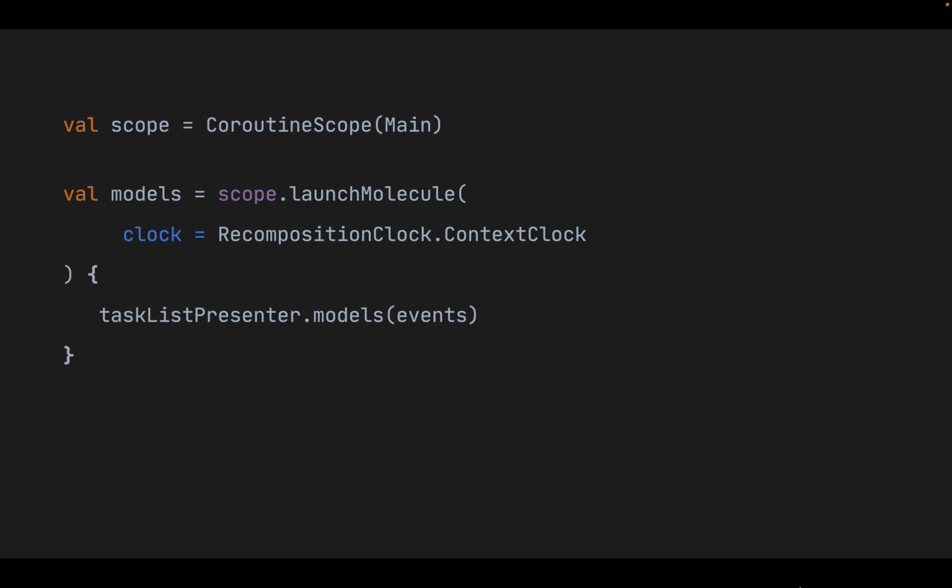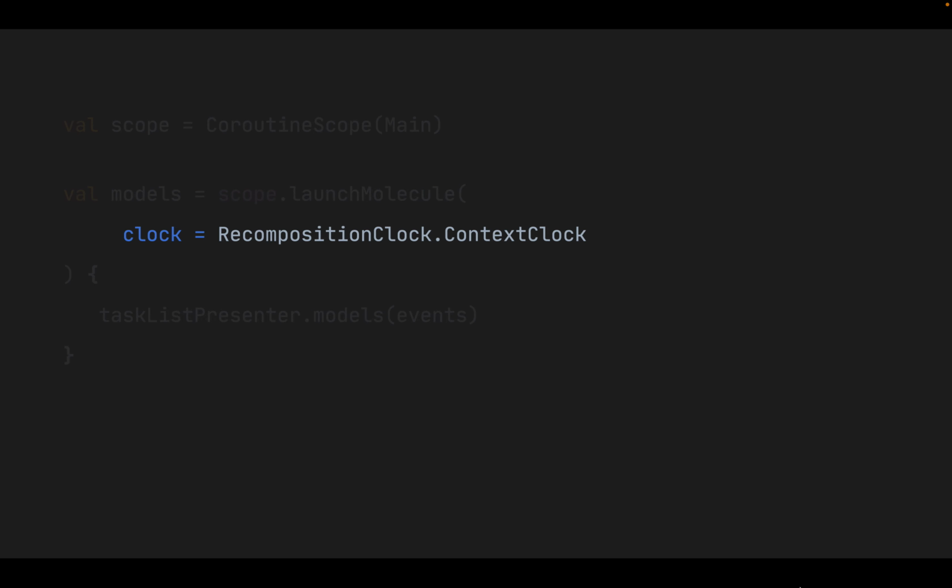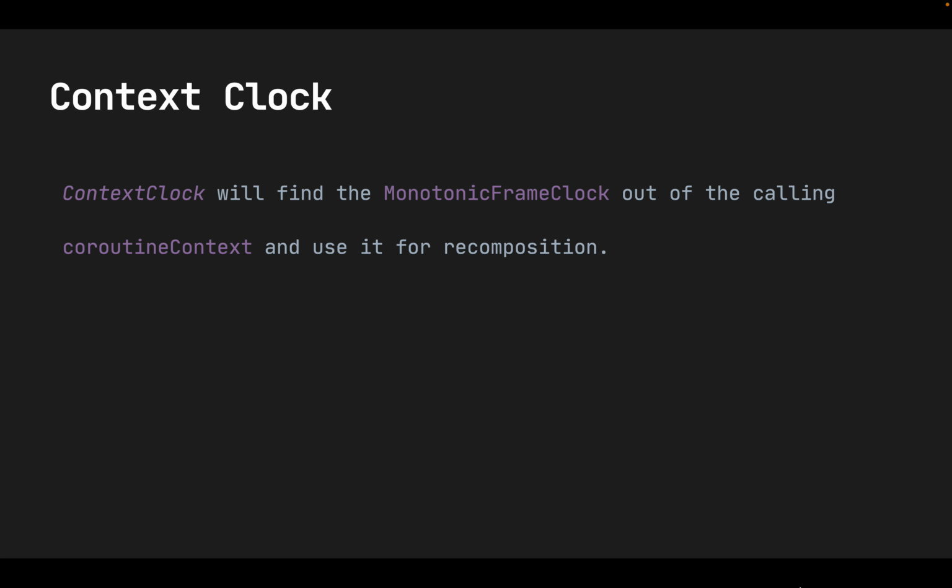When we look at this closely, you'll see that when you launch a molecule, you provide a recomposition clock. And what I'm providing here is a context clock. What this means is that we're saying you should find the monatomic frame clock out of the calling coroutine context and use it for recomposition. So if you think about it, what is the monatomic frame clock that was added? As you saw in the previous code, there was an Android UI dispatcher, like a monatomic frame clock that was added, and it will utilize that.